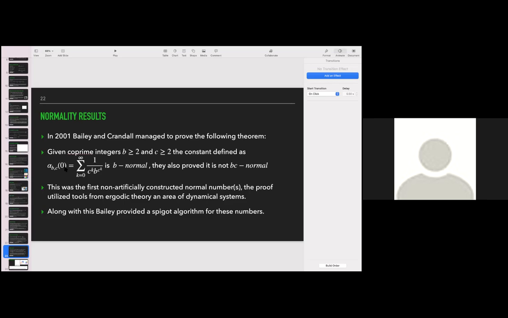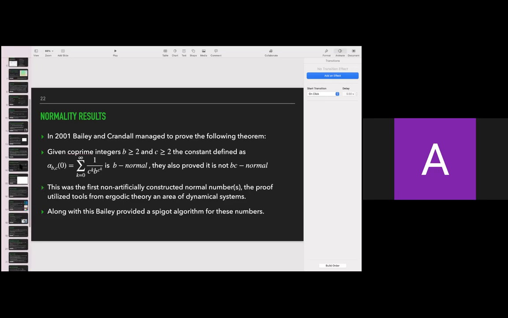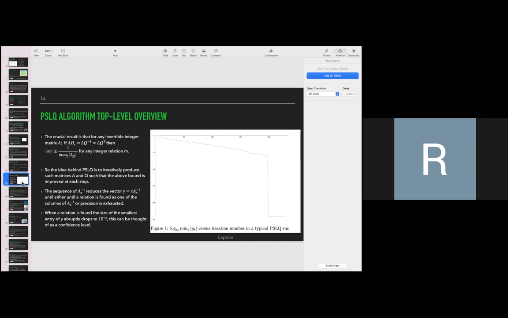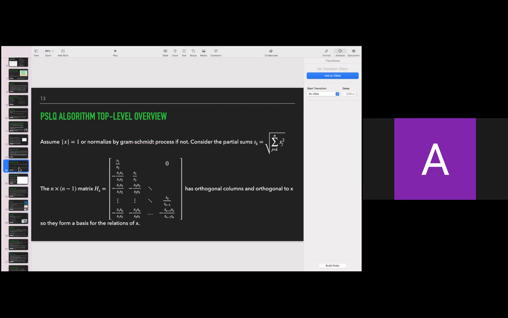Could you go back and explain the idea of the PSLQ algorithm? Because I didn't understand it the first time. Okay. So I guess starting from this part. We take our vector x, and we form these partial sums, and then the matrix H_x, the initial matrix, is constructed from these partial sums and x, and you can check that the columns are orthogonal. So up to here we're good, right?